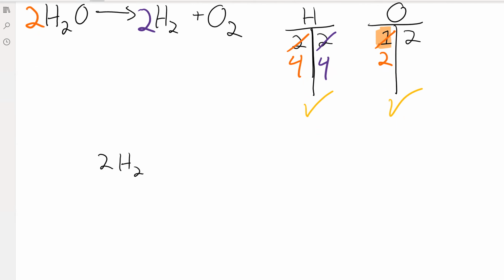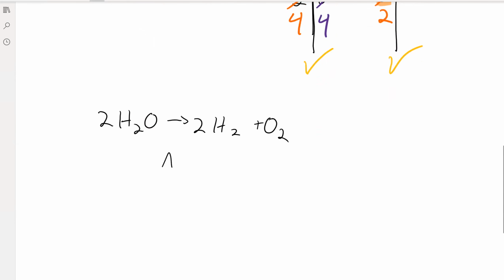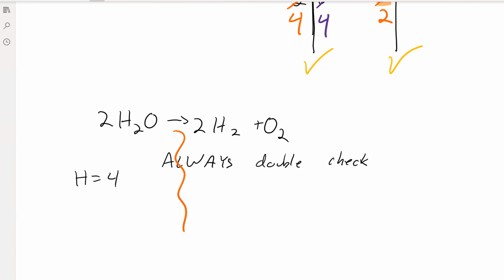And then it's always good to double check. So 2H2O goes to 2H2 plus an O2. So I'm going to say always double check. And then in this case, for the double checking, I'm just going to draw a line right here. And then I'm going to say on the left side, I've got 4 hydrogens, and then I've got 2 oxygens. On the right side, I've got 4 hydrogens and 2 oxygens, which all checks out, and my equation is indeed balanced.